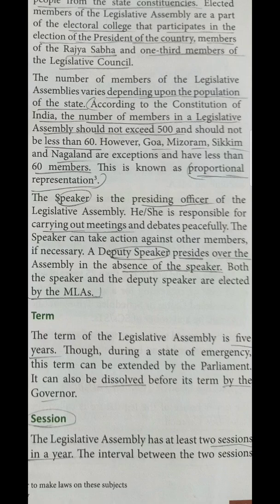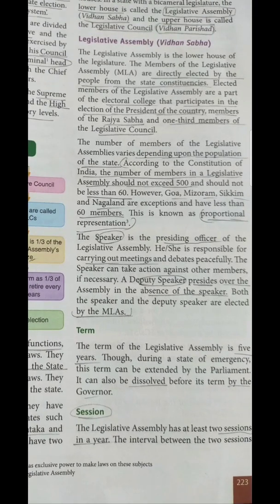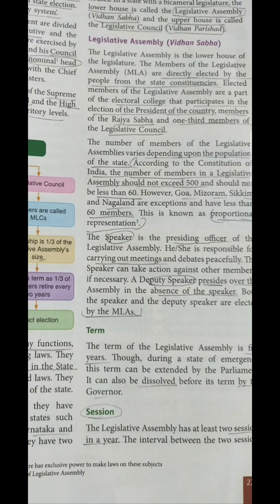So moving further, who presides over the whole legislative assembly? The presiding officer of the legislative assembly is the Speaker. The Speaker is the one who handles the whole functioning of the legislative assembly. What is the duty of the Speaker? The duty of the Speaker is to carry out all the meetings successfully in a proper and peaceful manner. One person is very much essential to carry out the meetings in a proper manner.